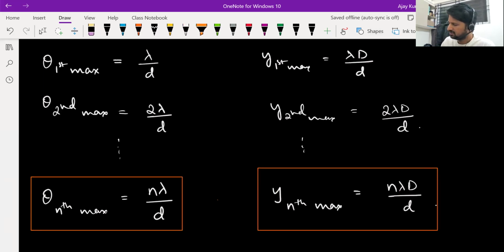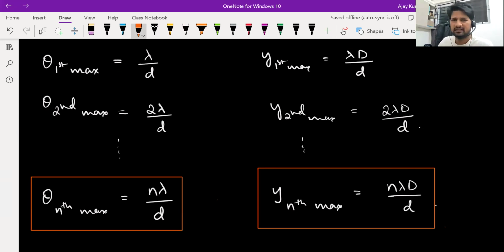But see, for NCERT or basic YDSE questions, these formulas will work. They won't work in other cases where the sources are not in phase with each other. In that case, these formulas are not applicable.